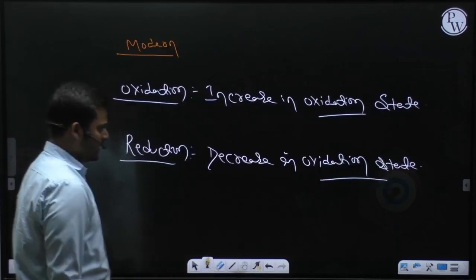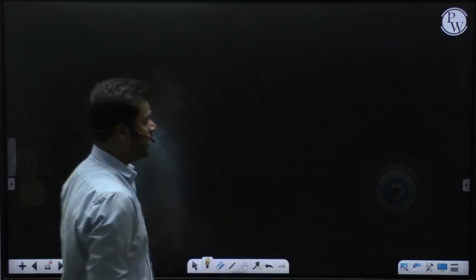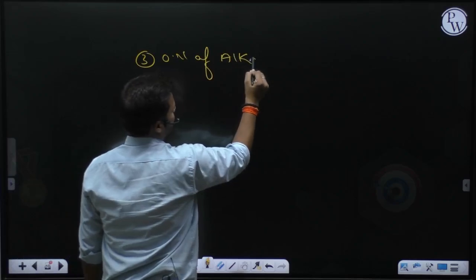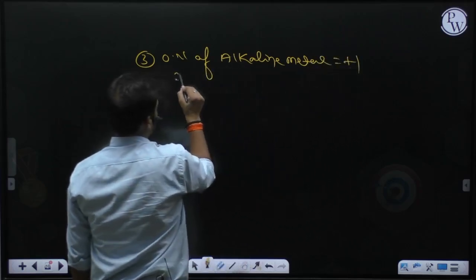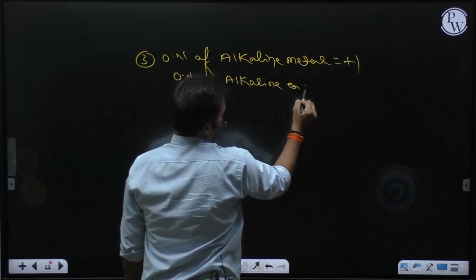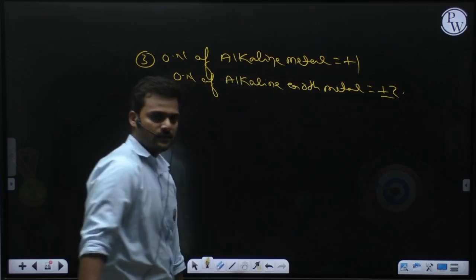Rule number 3 suggests that the oxidation number of alkaline earth metals is +2, as well as the oxidation number of alkali metals is +1. So rule number 3 is: the oxidation number of alkali metals is +1, and the oxidation number of alkaline earth metals is +2.